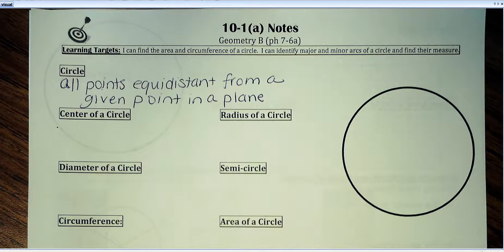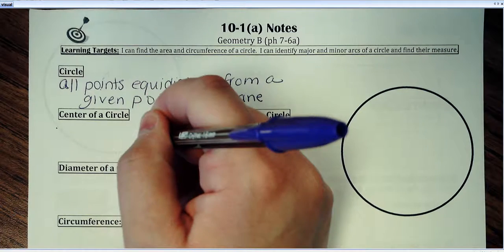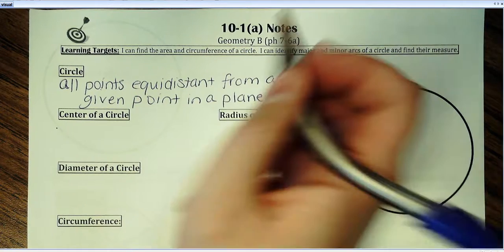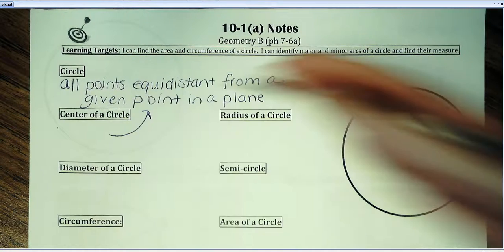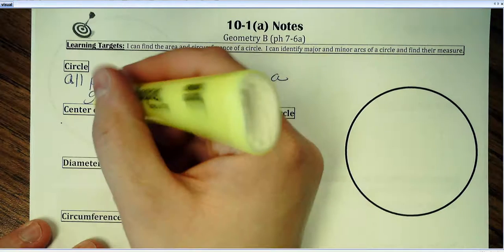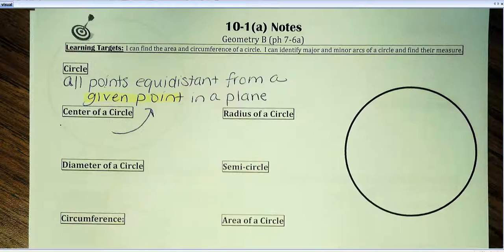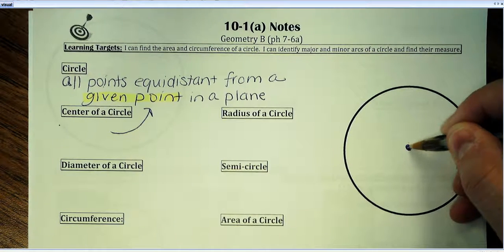all the points that are equidistant from a given point in the plane. And the rest of these words, I'm going to either refer to that definition or try to draw on this diagram over here. So in my circle definition, all points equidistant from a given point in a plane, the center of the circle is actually that given point that they're talking about. So the given point is the center of the circle. This won't be perfect, but I'm just going to eyeball that on the diagram over here.